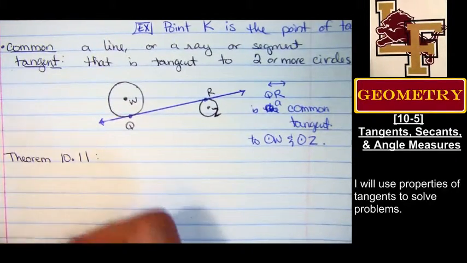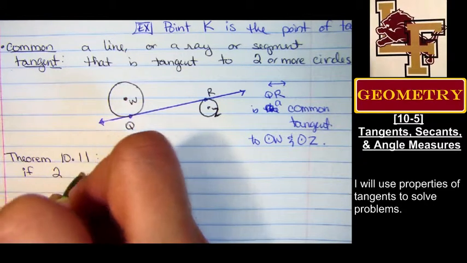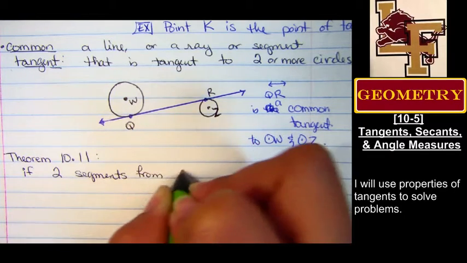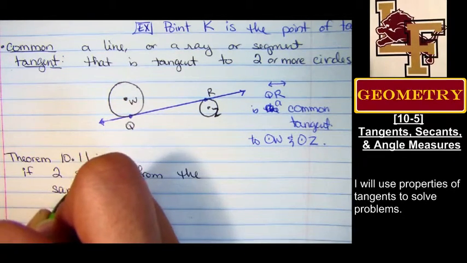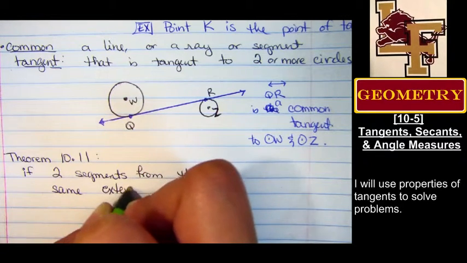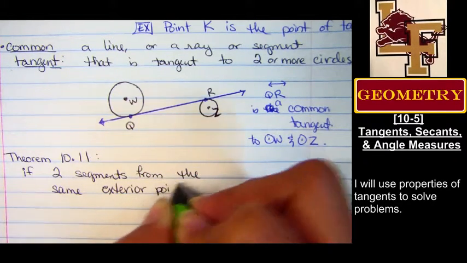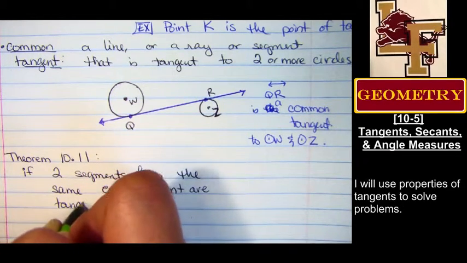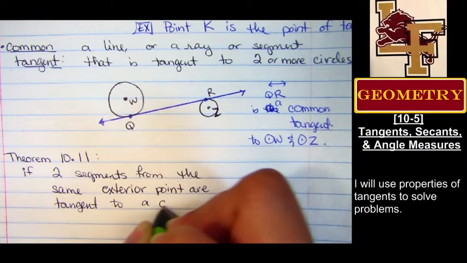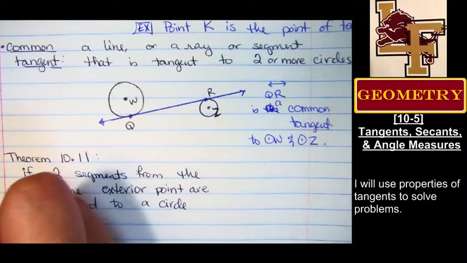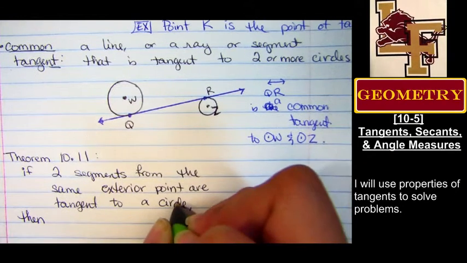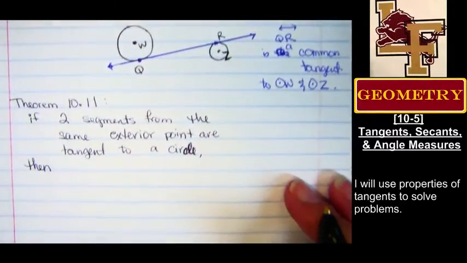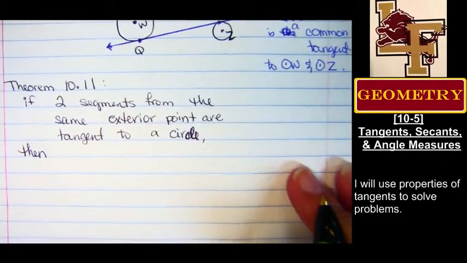All right. Here's what the theorem says. If two segments from the same exterior point are tangent to a circle, then... I'm going to pause here, and I'm going to draw what this thing might look like.